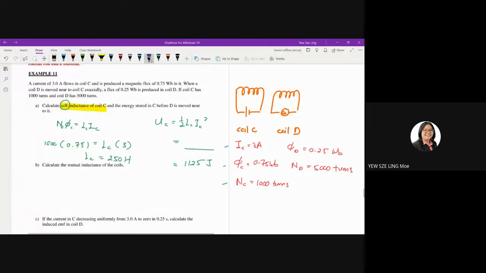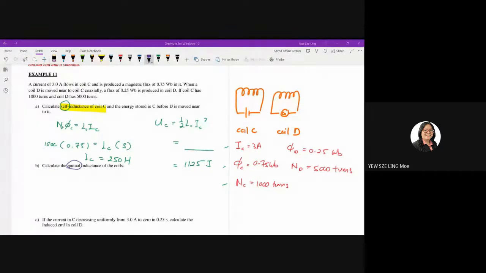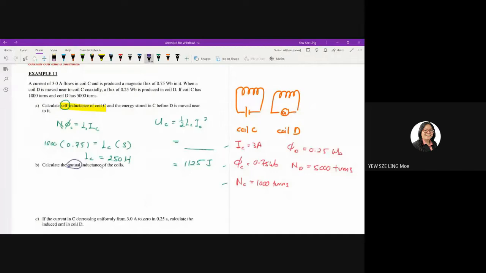Next question, it asks you to calculate mutual inductance. Now the trick on how to solve it: you look at the current. Current is coming from C, meaning that all the other information must be coming from D. So the equation that we're going to use here is N_D flux_D equals mutual inductance times I, but I is coming from C.